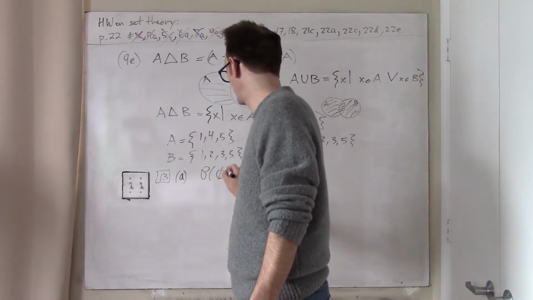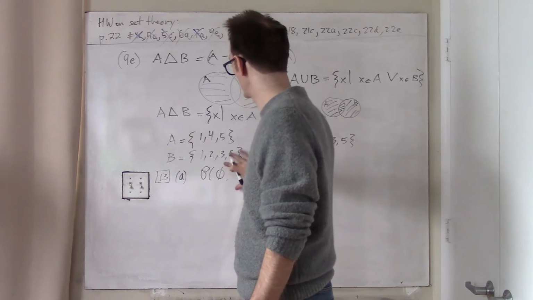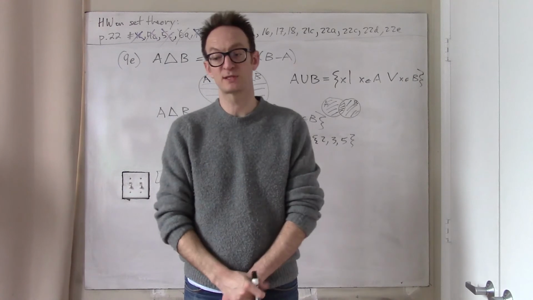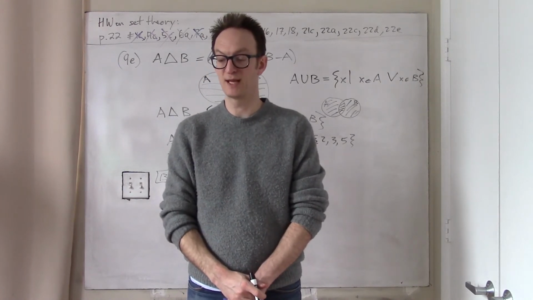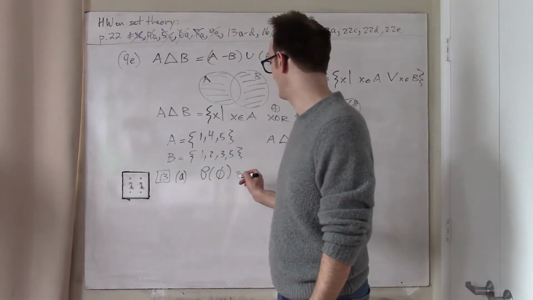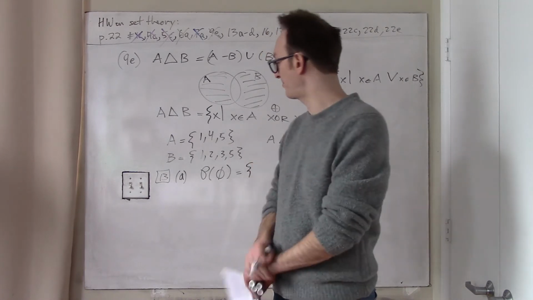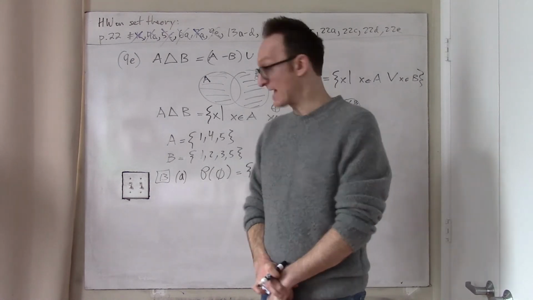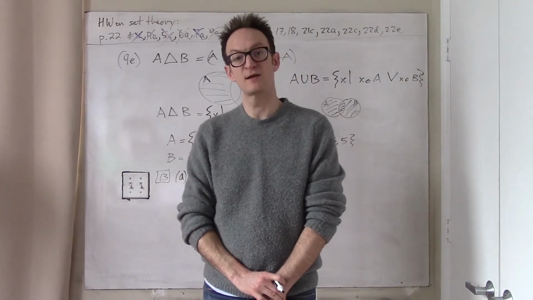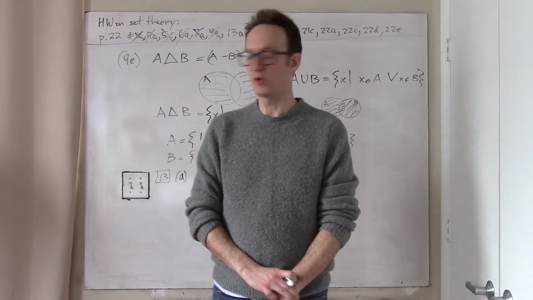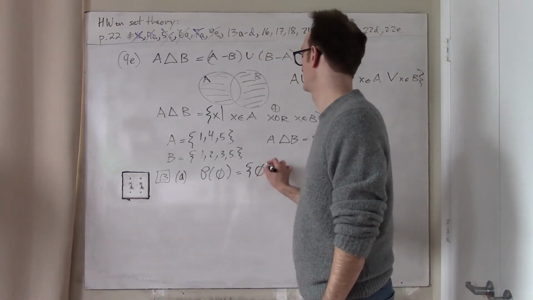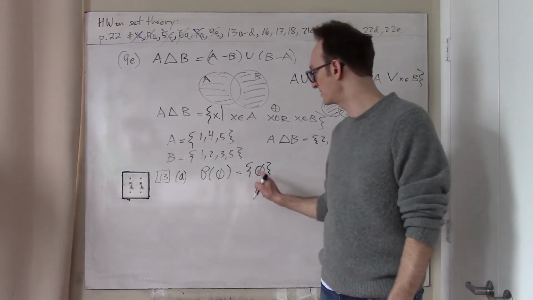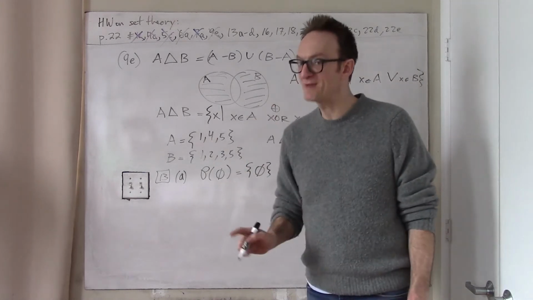Well, that's a very strange question. So what is the power set of the empty set? Well, what is the power set in general? It's the set of all possible subsets. So let me make sure I do this correctly. The power set is going to be the set of all possible subsets. Does the empty set have any subsets? Yes, the empty set is a subset of the empty set. Therefore, the power set of the empty set is the set containing the empty set, which is different from the empty set.